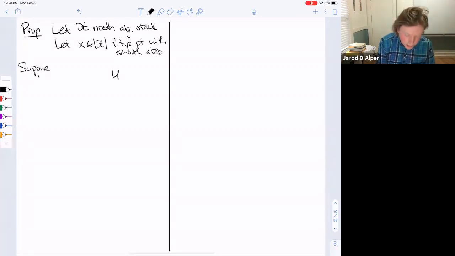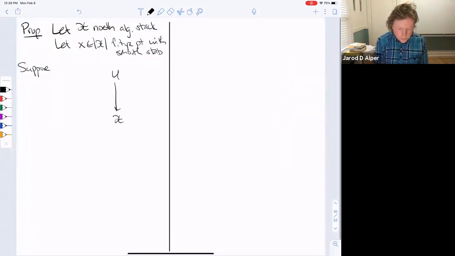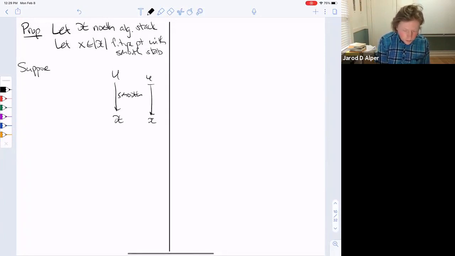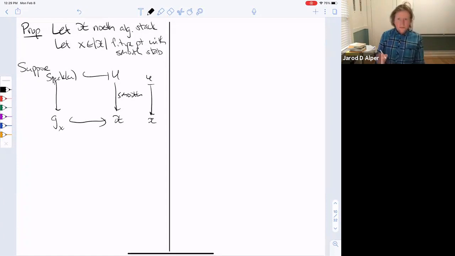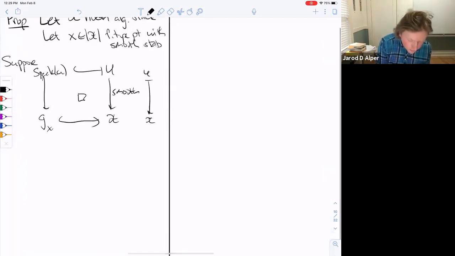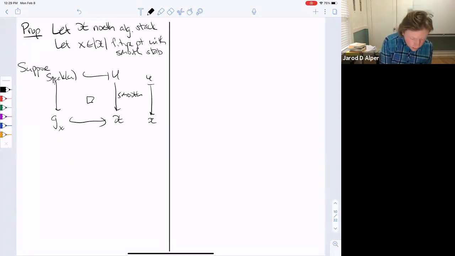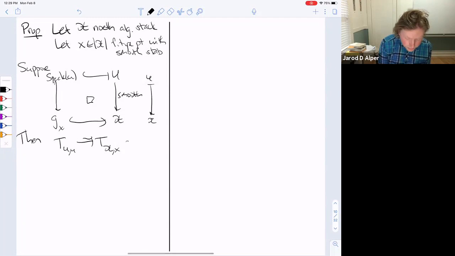Suppose we have a presentation where this is smooth, and we have a point u going to x, and we know that we're in the situation produced by the theorem on existence of miniversal deformations, that this pulls back to the inclusion of the residue field. So suppose we have this Cartesian diagram, then the conclusion is that it's miniversal. Then the tangent space of U at u maps isomorphically to the tangent space of X at x, and this is as k(u) vector spaces.